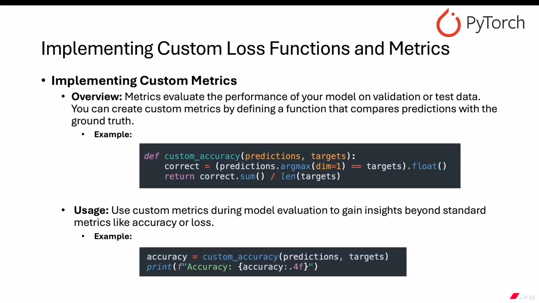Usage. Use custom metrics during model evaluation to gain insights beyond standard metrics like accuracy or loss. Here is an example where I have the accuracy variable. Call the custom accuracy function with predictions and targets and print accuracy with format 0.4f.